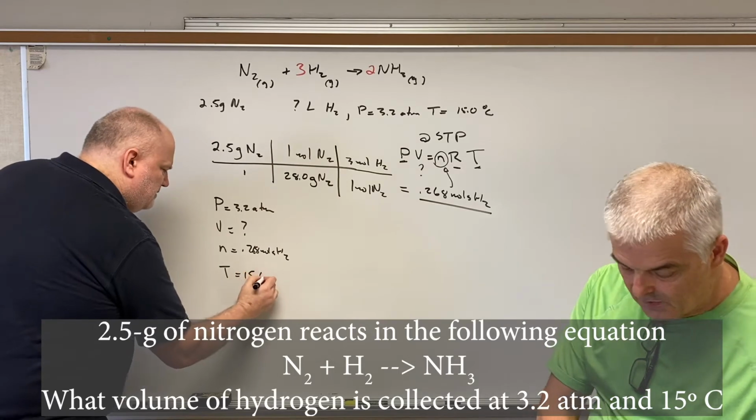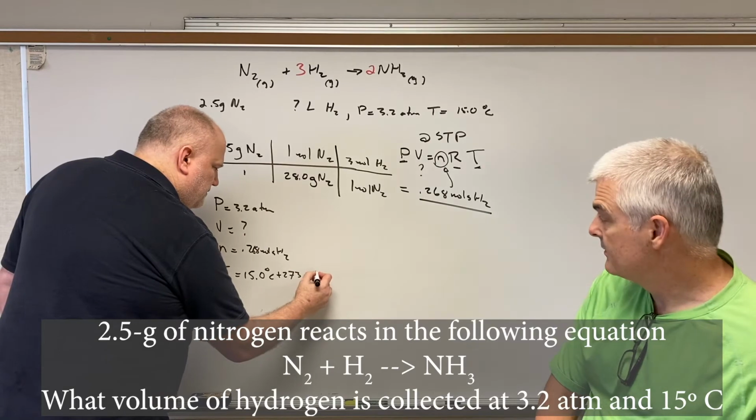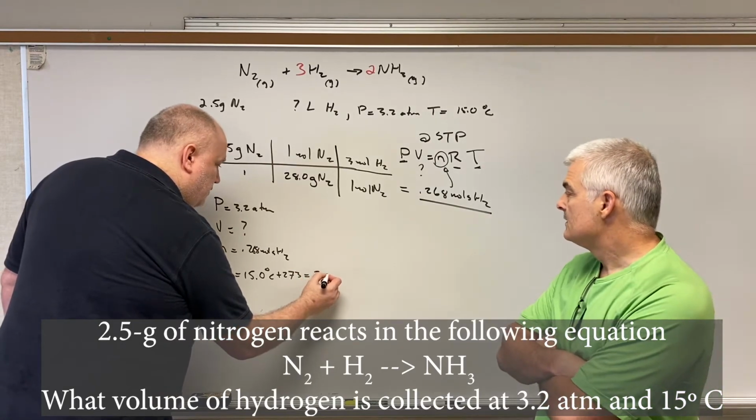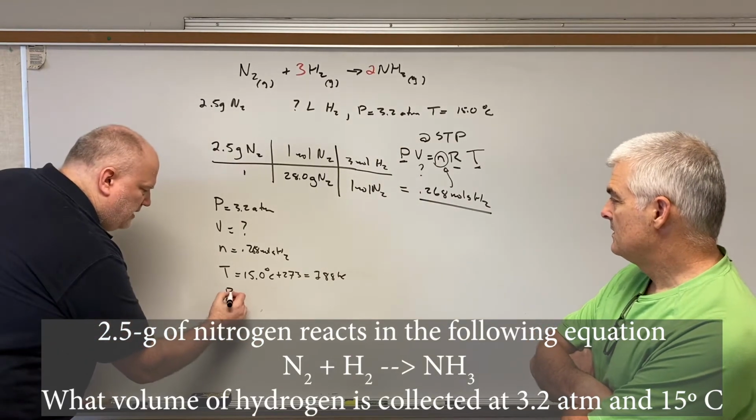Can we use Celsius in this? No, it has to be Kelvin, right? So 15 plus 273 is 288, right? 298. Oh, 280. Sorry, 288. You're right. Wow. The math part of my brain is not working. But there's also one other variable, and that's the R.